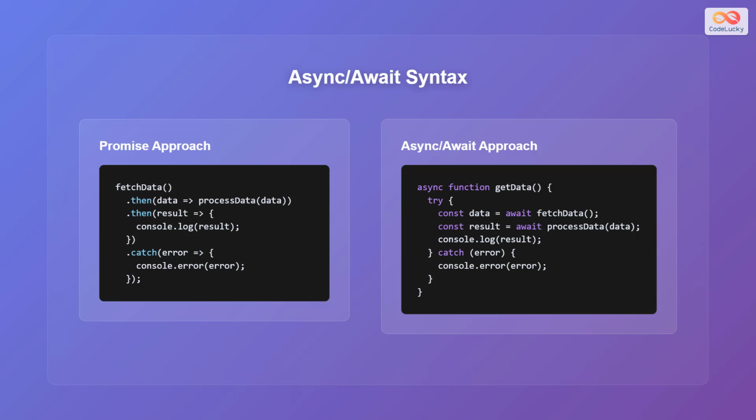The getData function is declared as async, which allows the use of await inside it. The await keyword pauses the execution of the function until the promise is resolved. The result is then assigned to a variable. Error handling is done using a try catch block, making it easier to manage potential exceptions.